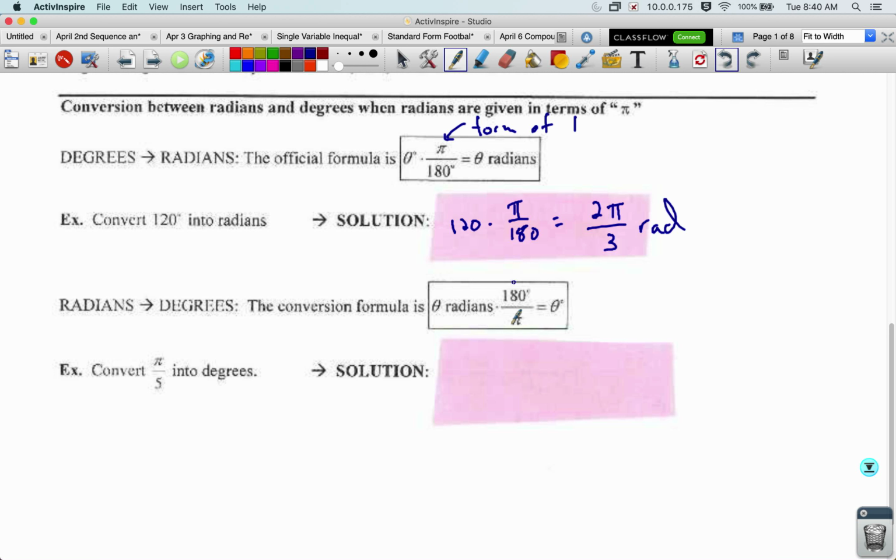Going the other direction, you just flip that over. Instead of pi over 180, you make it 180 over pi. So if I take some theta number of radians multiplied by this, I will get the answer in degrees. Degrees is on top now, so that's why we pick that up as our unit. Convert pi over 5 into degrees. So pi over 5 times 180 over pi. We pick up degrees. Pi cancels out. 180 divided by 5 is 36. So we get 36 degrees. And this one, you do have to write the degree there. That is a necessary part of the measure.